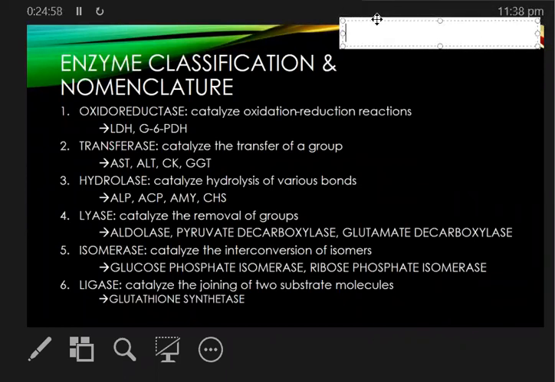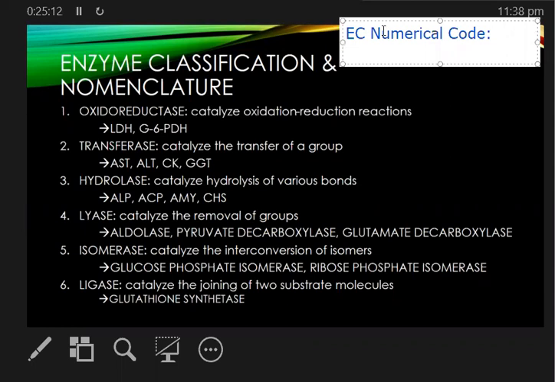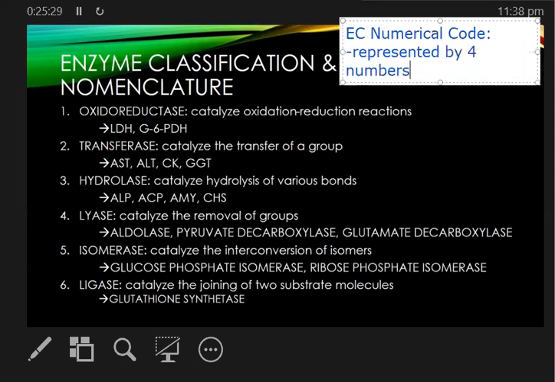Right, into something that will now incorporate the nomenclature of your enzymes. So particularly, they asked already about your EC numerical code. Okay? We have your EC numerical code. So remember that your EC numerical code is represented by 4 numbers. Right? And of course, separating the 4 numbers would be your dot or your period. Okay, like for example, let us take into consideration one easy number.